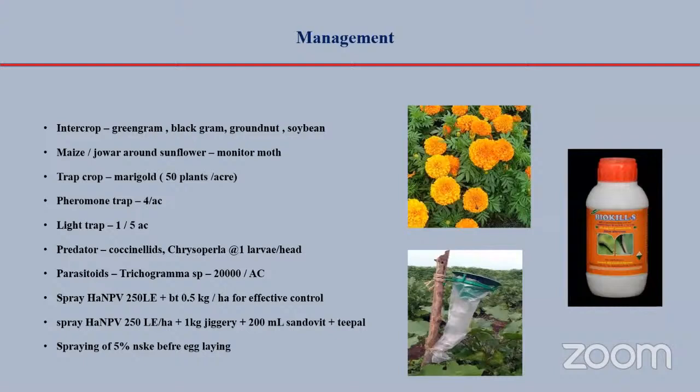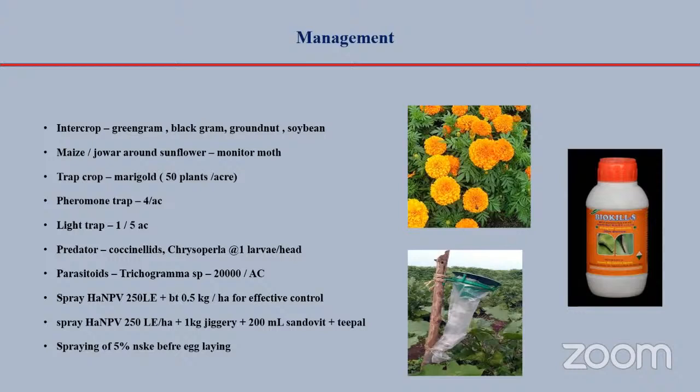Next is the management of this pest. We have to intercrop the sunflower with green gram, black gram, groundnut, and also soybean. In order to monitor the activity of the moth, you also have to plant maize or jowar around the sunflower. You can also grow marigold as a trap crop, at about 50 plants per acre. You can also set up pheromone traps at the rate of 4 per acre and light traps at the rate of 1 per 5 acres.